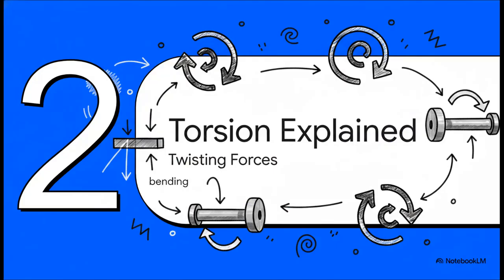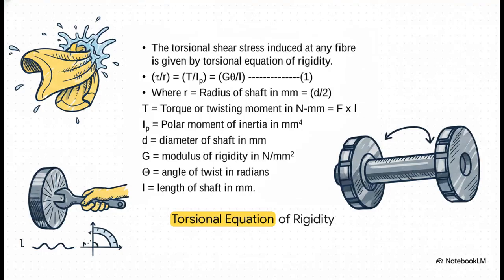Moving right along to section 2, twisting forces and torsion explained. This brings us to the torsional equation of rigidity, which goes like this. Tau over R equals T over IP, which equals G times theta over L. I want you to imagine wringing out a wet towel. You're applying torsion, right? In this equation, T is the torque, or that twisting moment you're applying.